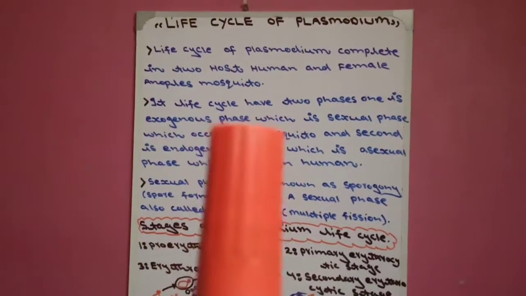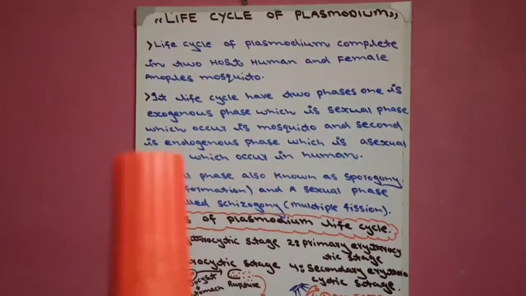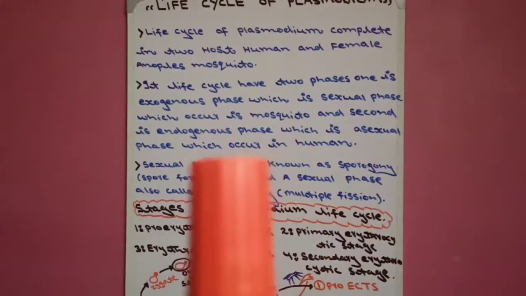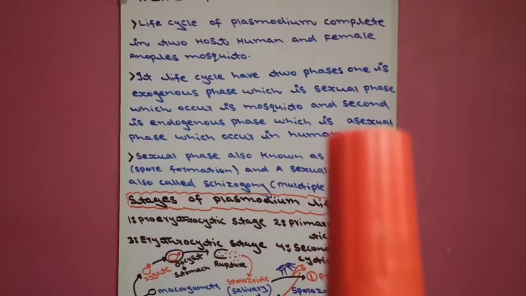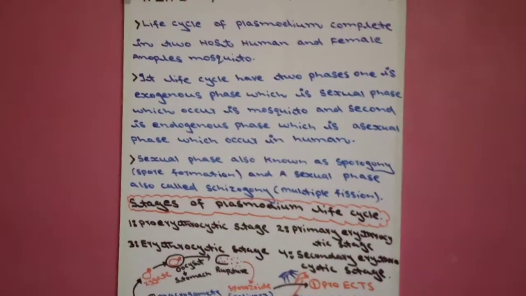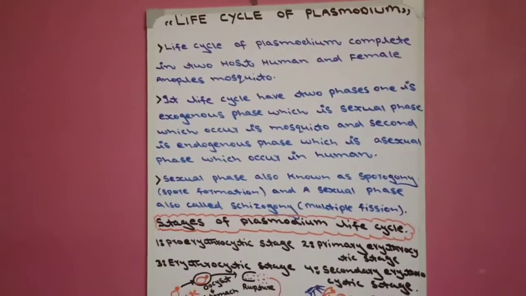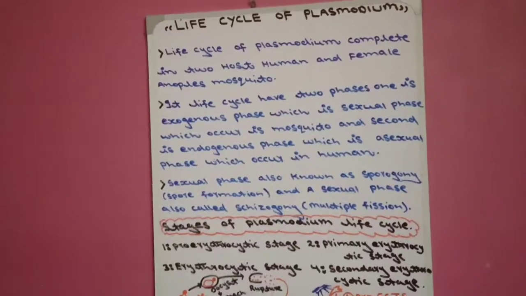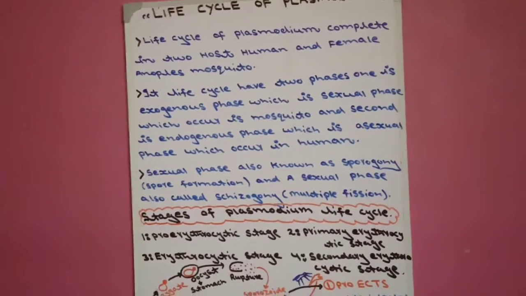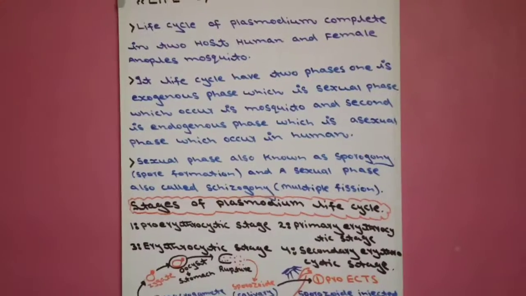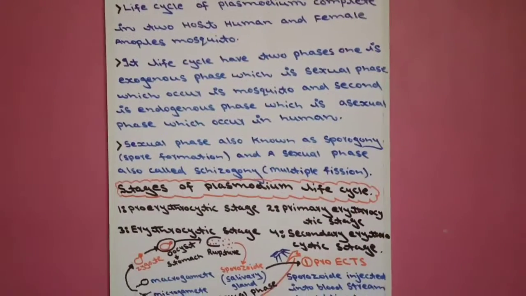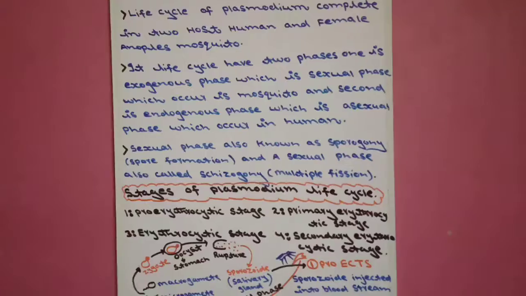Second point is its life cycle has two phases. One is the exogenous phase, which is the sexual phase which occurs in the mosquito, and the second is the endogenous phase, which is the asexual phase which occurs in the human.